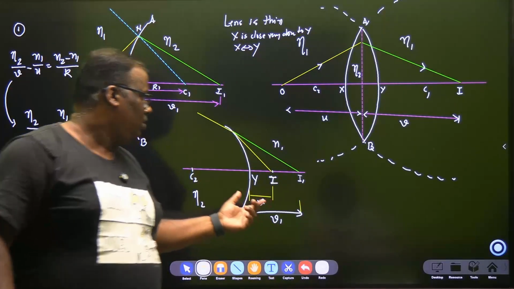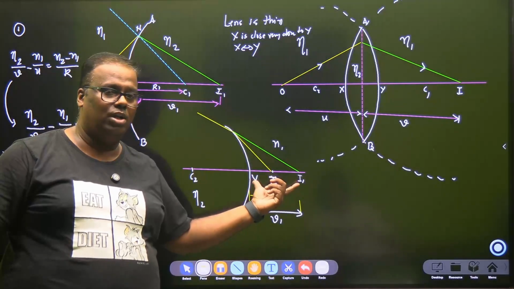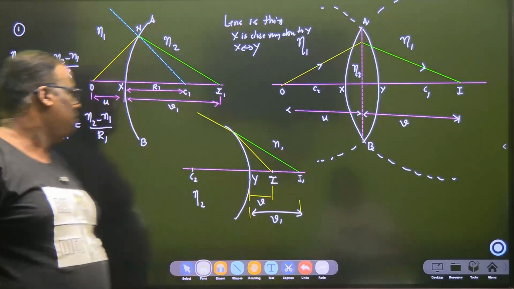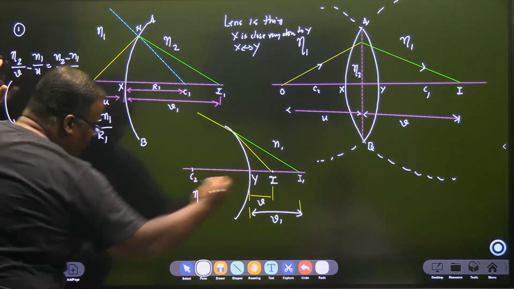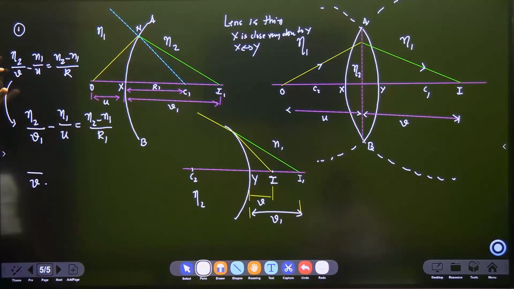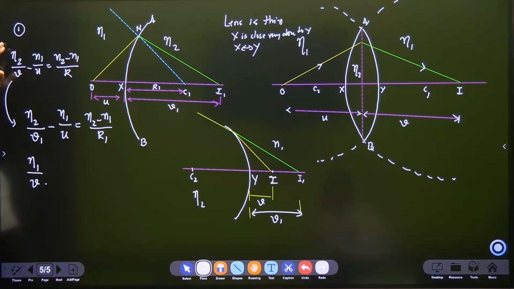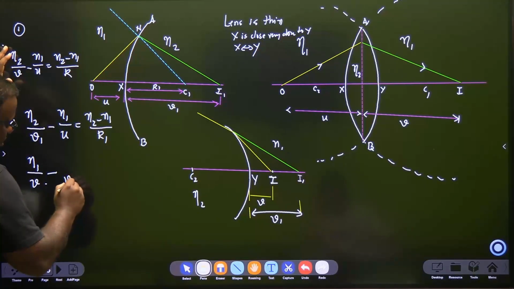So YI1 can be considered as V1 and this guy is V. Okay, so now try to put the formula once again. Children, V is what? Image distance. In this case, what is the image distance? V, right? N2 is where the light entered. So this here will be N1, the light entered N1, right? Then we have the object distance. The object distance is V1.